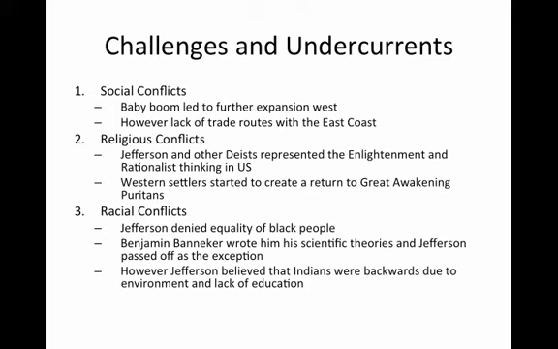Number three, racial conflicts. Jefferson denied the social and human nature equality of black people. Benjamin Banneker, an African American, wrote him his own scientific theories, but Jefferson just passed him off as the exception. Interestingly enough, on one occasion, Jefferson was asked about the comparison of African Americans to Native Americans. He argued that Native Americans were backwards just due to environment and a lack of education, but African Americans, he believed, were inherently unequal and could never be trained to be equal citizens within the U.S.